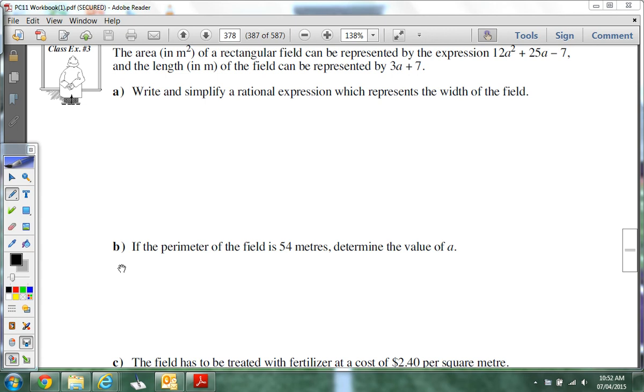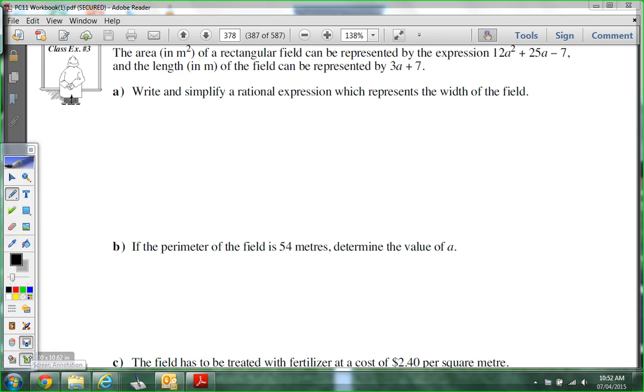All right, so example 3 says the area in square meters of a rectangular field can be represented by the expression 12a squared plus 25a minus 7, and the length in meters of the field can be represented by 3a plus 7. Write a rational expression that expresses the width of the field. So what they're saying is, area equals length times width. They're giving us area, and they're giving us length, but we don't know width.